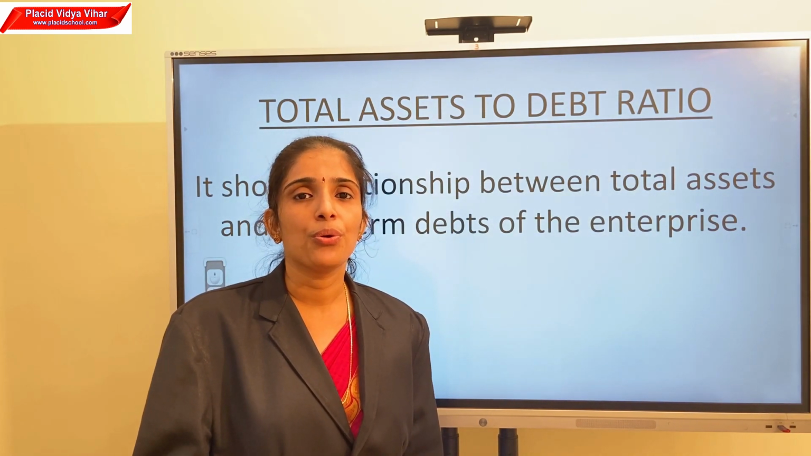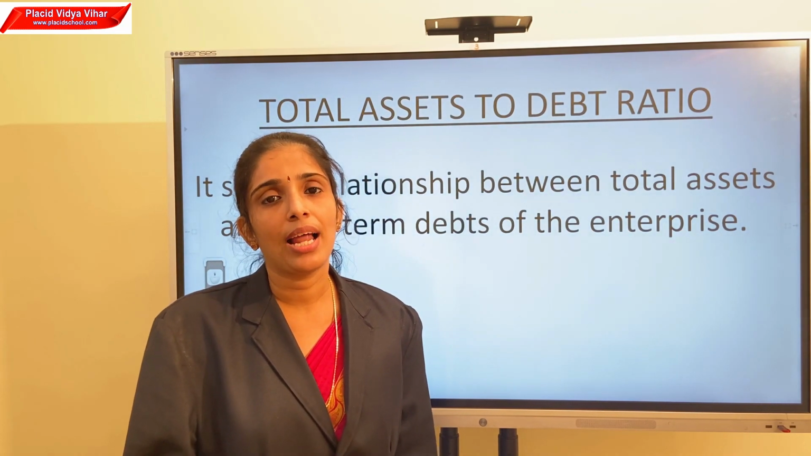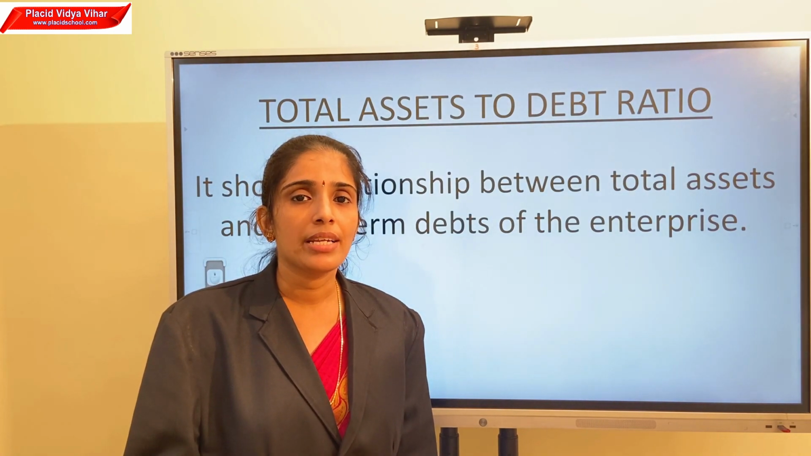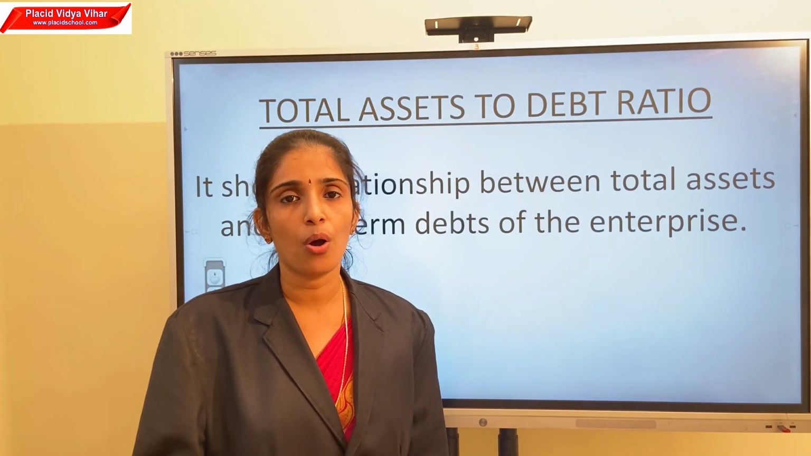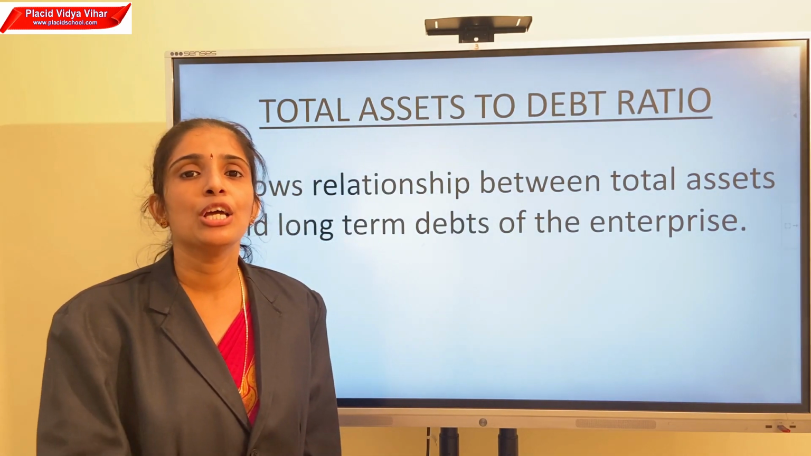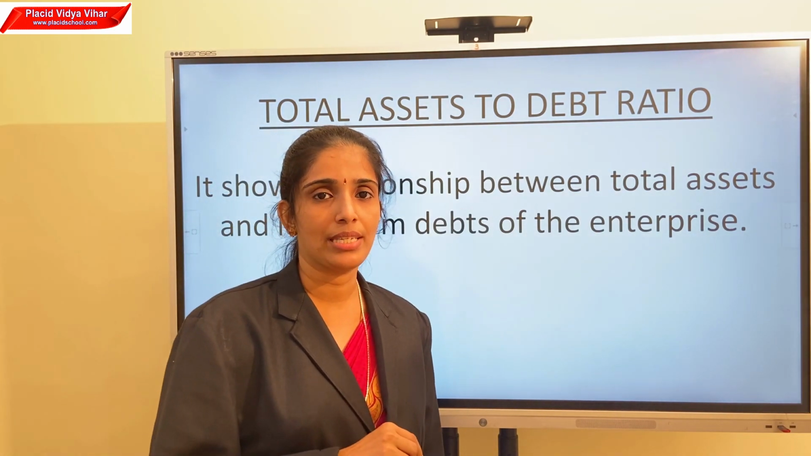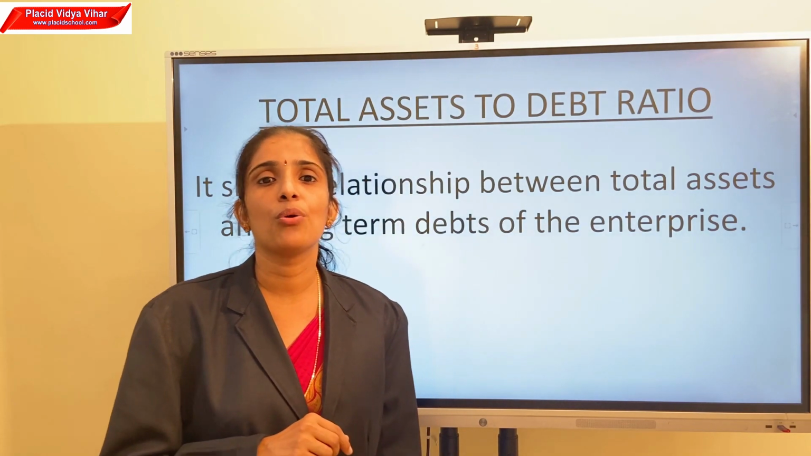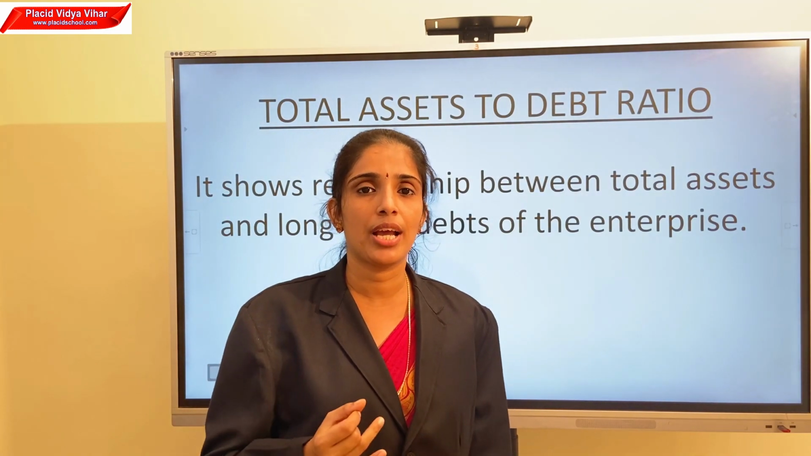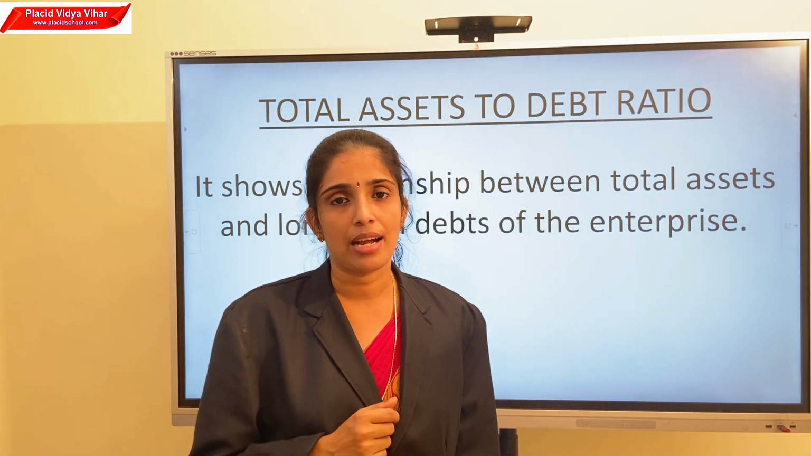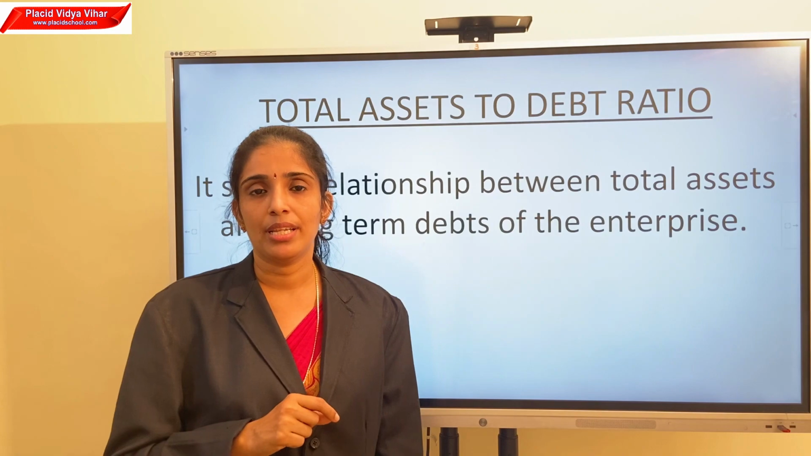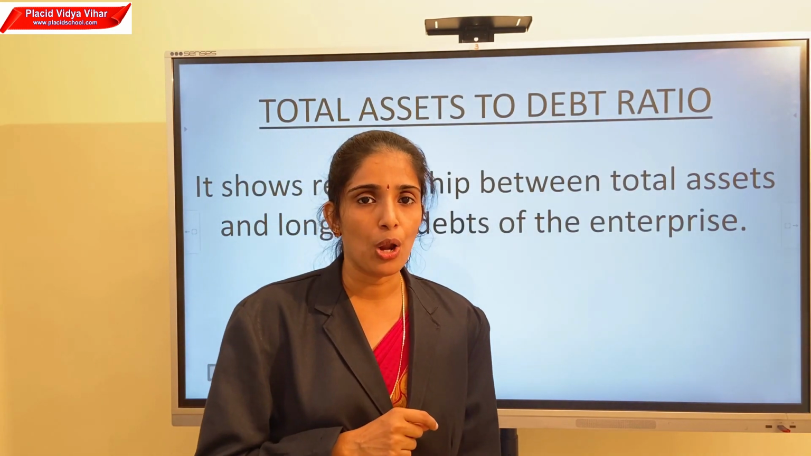Total assets to debt ratio is the relationship between total assets and debt. This shows the financial position and the soundness of the organization. It compares the total value of assets and the total external debt of the organization. Total assets includes all the assets of the organization, that is the fixed assets, all the intangible fixed assets and the current assets. It will be compared to the total external debt, that is the long-term borrowings and long-term provisions.